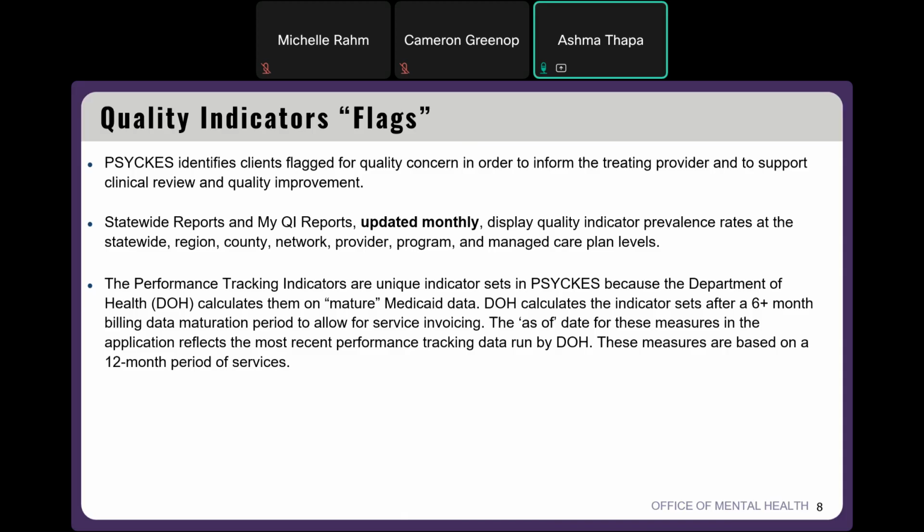We then have our performance tracking indicators, and this comes from the New York State Department of Health. So these indicator sets include many of the substance use disorder quality measures. While the PSYCKES quality improvement report is updated on a monthly basis, DOH calculates these performance tracking indicator sets after a 6-month billing data maturation period to allow for service invoicing. So when you navigate to the MyQI Reports tab in PSYCKES, the as of date reflects the most recent performance tracking data run by DOH. And these measures are based on a 12-month period of services.